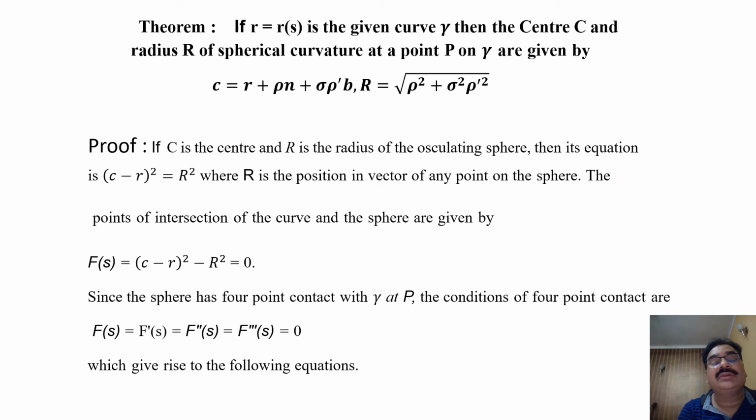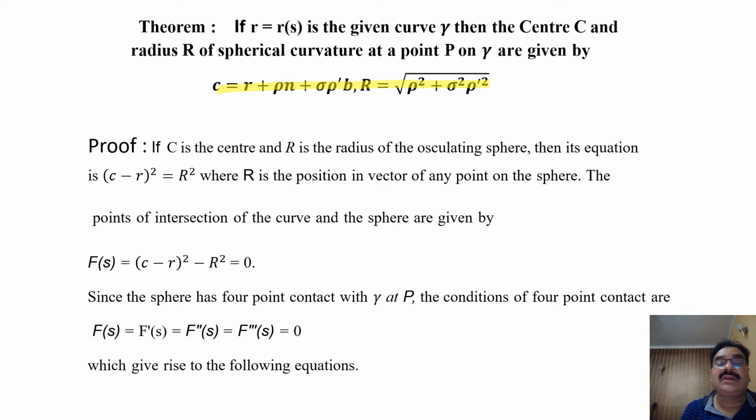Now a very important theorem, the second theorem, is associated with this. The statement of the theorem is: if R is equal to R(s) is the given curve gamma, then the center C and the radius R of spherical curvature at a point P on gamma are given by these equations. Okay, so R is equal to under root rho square plus sigma square rho dash square. And to prove this theorem, you have to go through these steps.